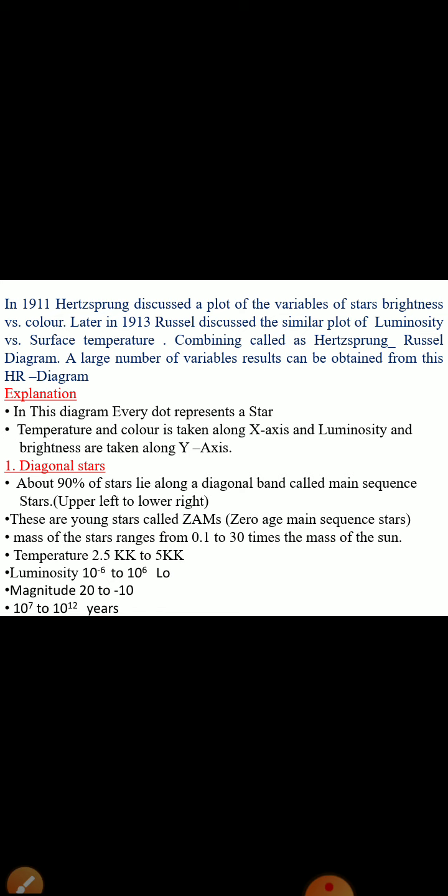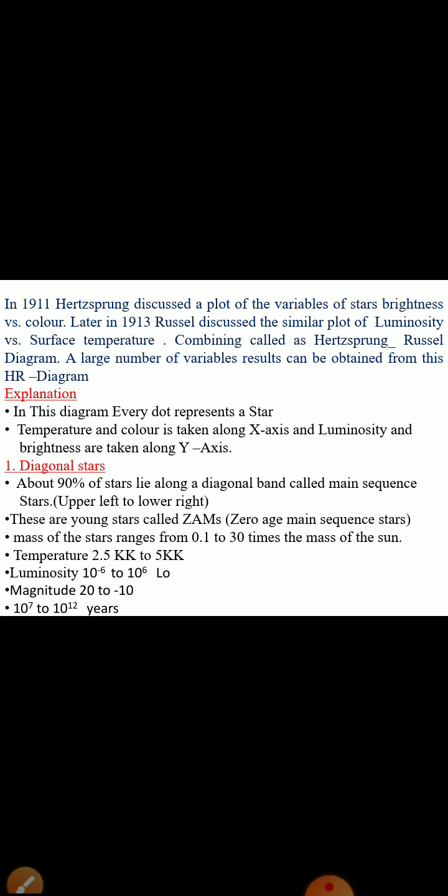Now how do we understand this diagram? In the Hertzsprung-Russell diagram, every dot represents a star. Temperature and color are taken along the x-axis, and luminosity and brightness are taken along the y-axis. Now let us study the different groups of stars which are plotted on the HR diagram one by one.